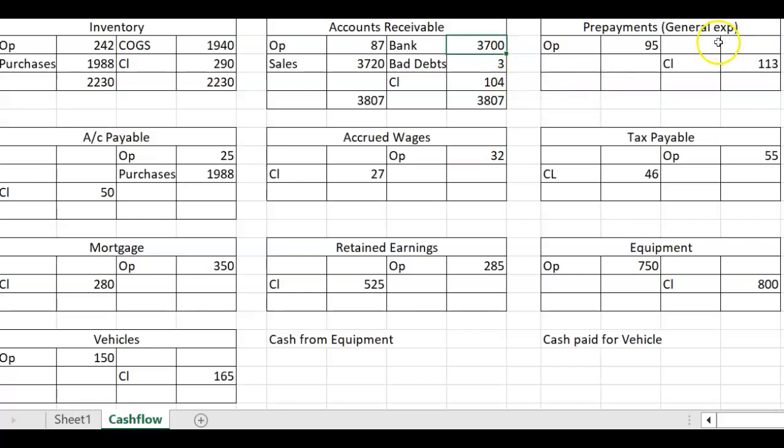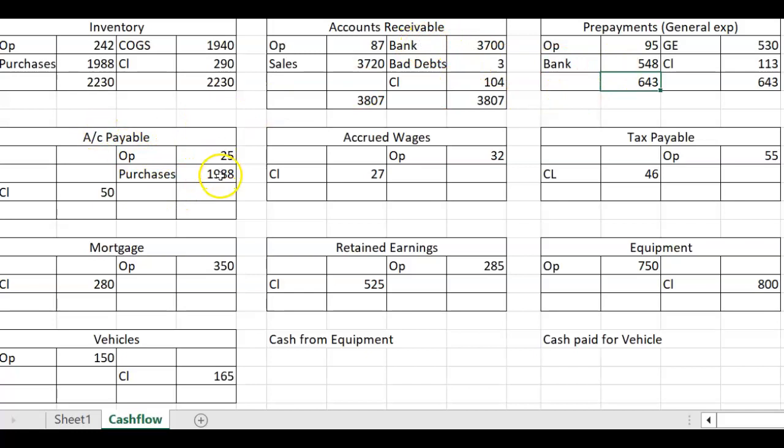Now, prepayment, you're told that's the general expenses here. So the general expenses are 530. Make sure you can find that on page 4. And we'll just total those two. Bring the total across. And the cash paid for general expenses, which is bank, will be the difference. These ones with bank, these are the ones going into a cash flow statement.